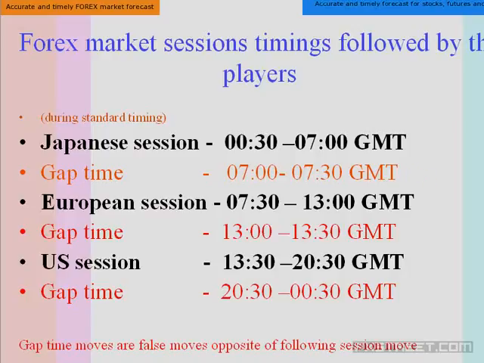And during the gap time, they normally make false moves, and the move opposite to it could be seen during the early part of the following session, the first 30 minutes. European session starts by 7:30 GMT and ends by 13 GMT during the daylight saving time system, and there is a gap time between the European and the US, that is between 13 and 13:30 GMT. 13:30 GMT to 20:30 GMT is the US session, followed by 4 hours of gap from 20:30 to 0030 GMT the next day.